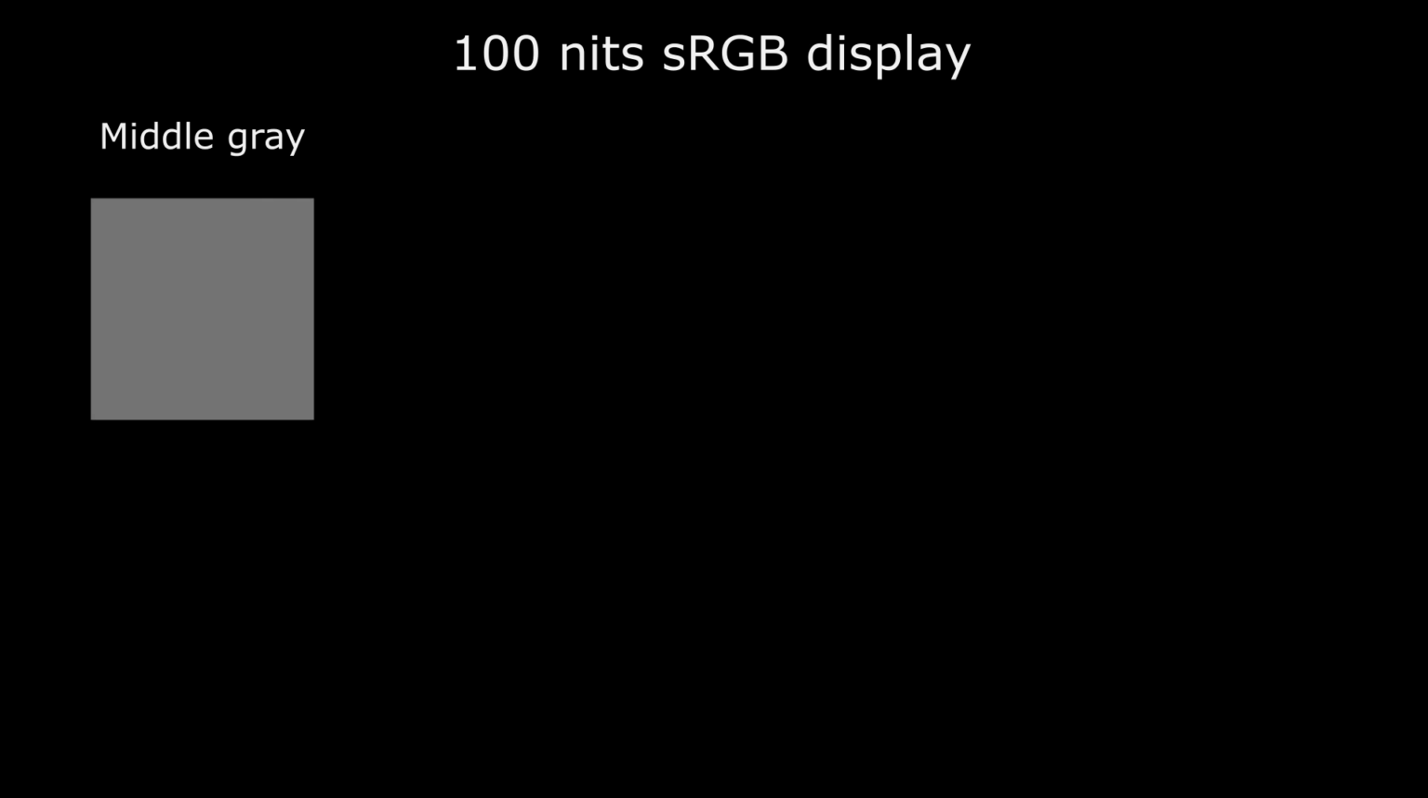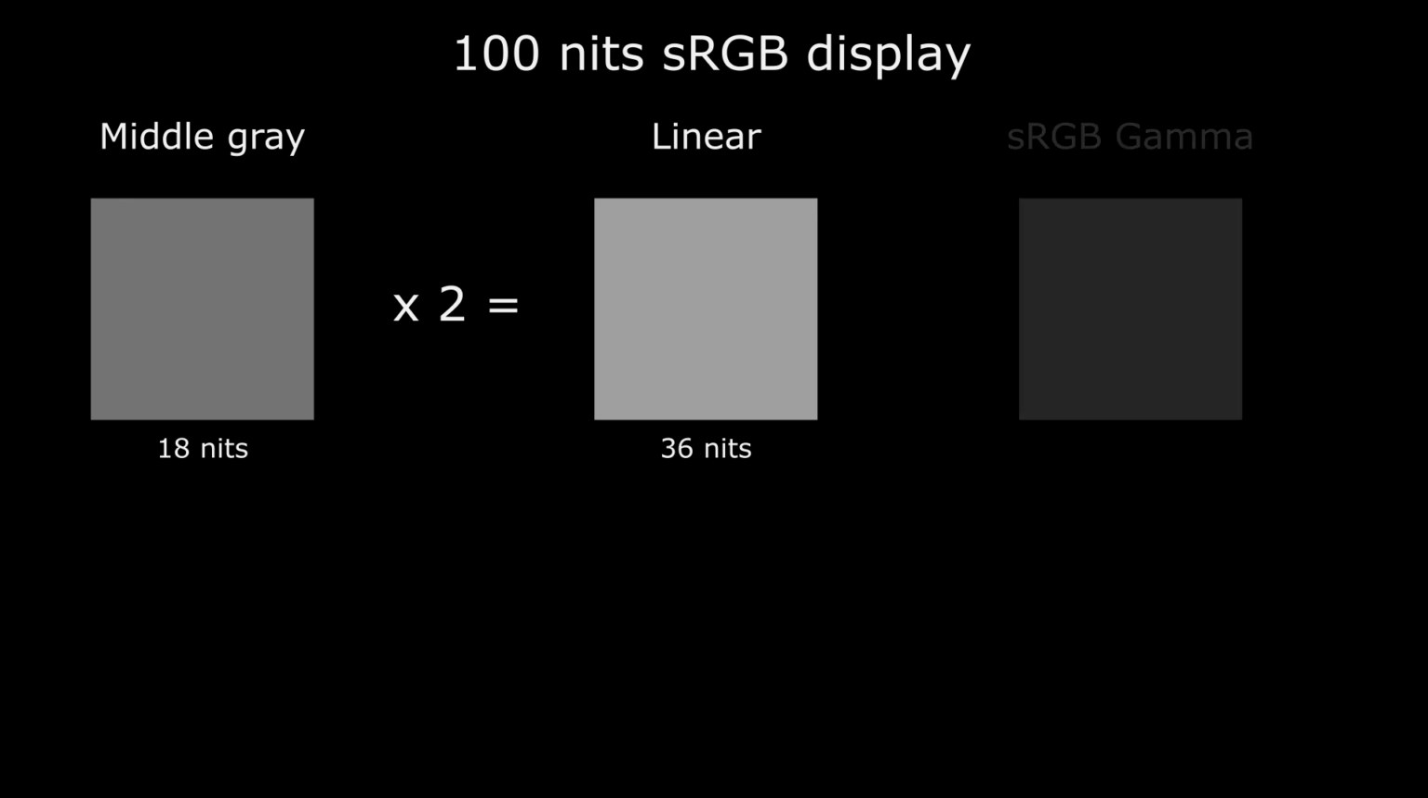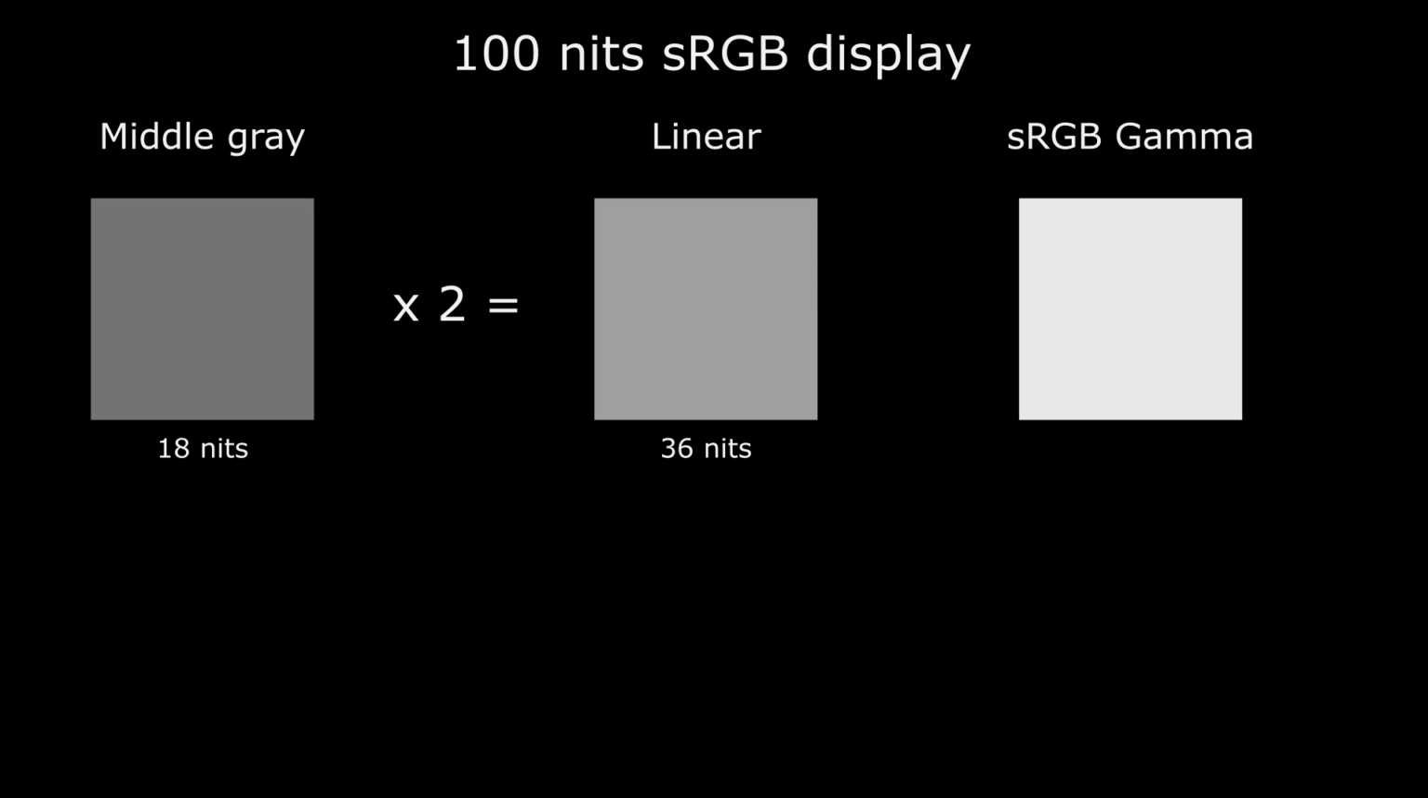For a calibrated 100 nits sRGB display, an 18% middle gray square is about 18 nits. Doubling the value in linear results in a square that is 36 nits, or twice as luminous. But doubling the value in sRGB gamma results in a square that is 83 nits, or over 4.5 times more luminous. Clearly, that is bad.